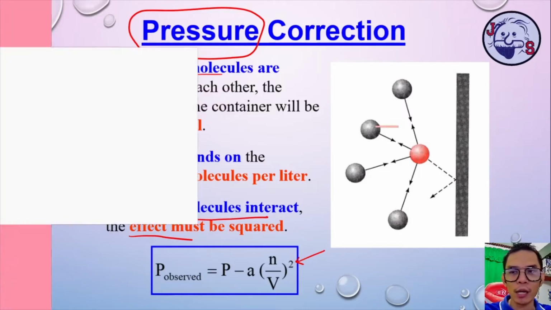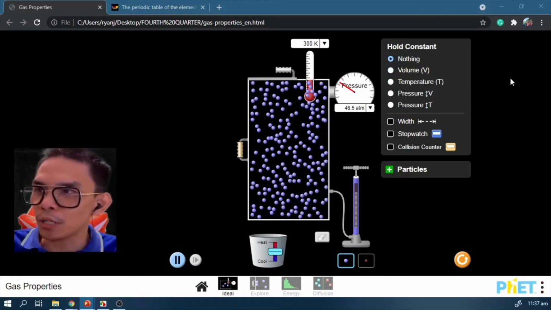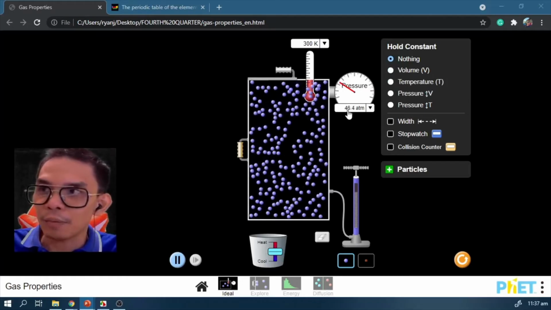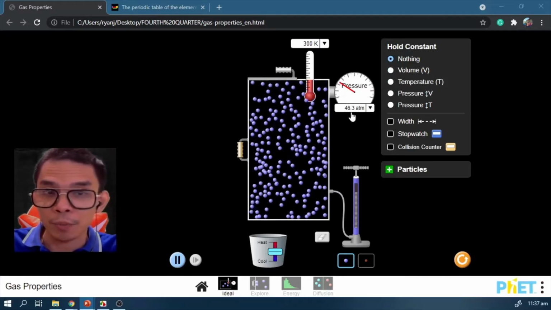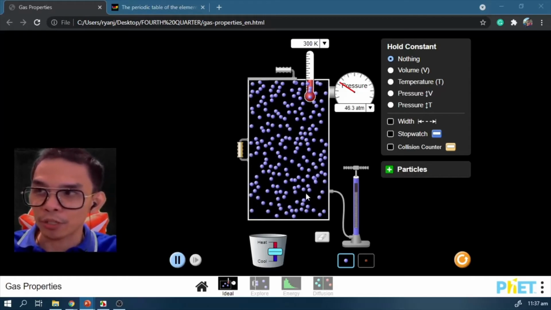So let's take a look at the simulation one more time. As you can see here, the more molecules that you have over here, the greater the pressure, so the greater the pressure difference that you have. Now, the higher the pressure, the more noticeable the volume.